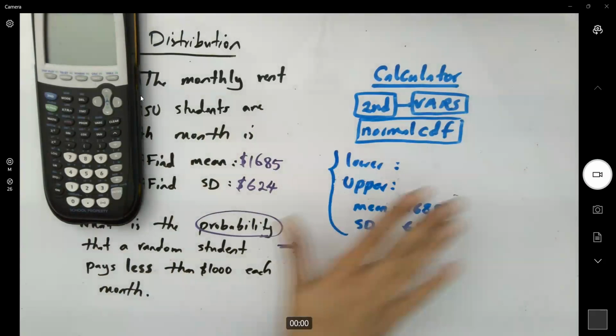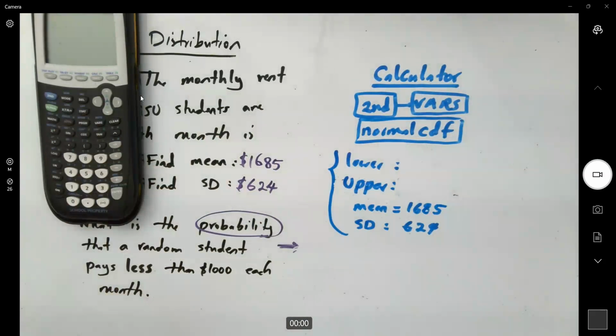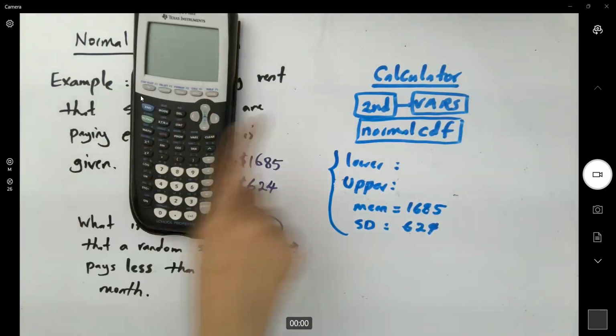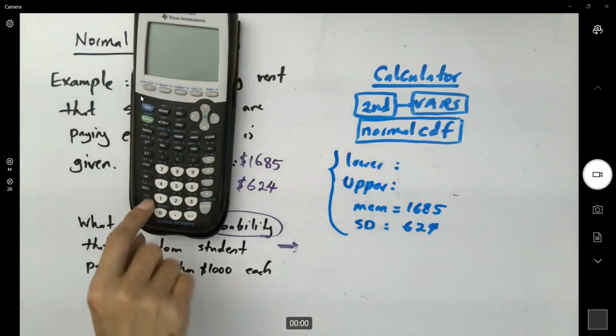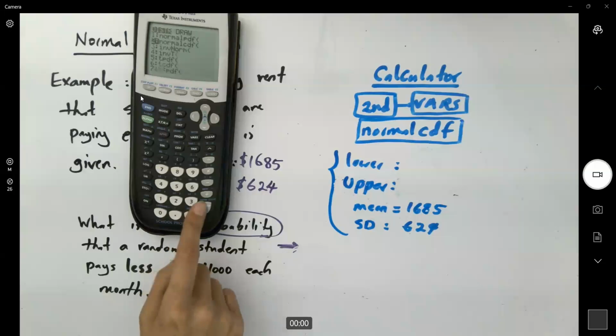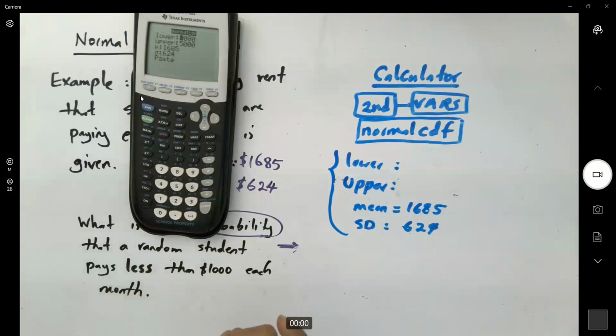So go back to your calculator. I know many of you mentioned 1 minus the previous probability. Yes, cool, that's absolutely correct. But for the sake of practicing, let's use our calculator. So here, second, bars, then go to normal CDF, and then the lower limit in this case, because we are saying less than 1,000, it means that, for example, $900, $800, $500. So use a very small number.